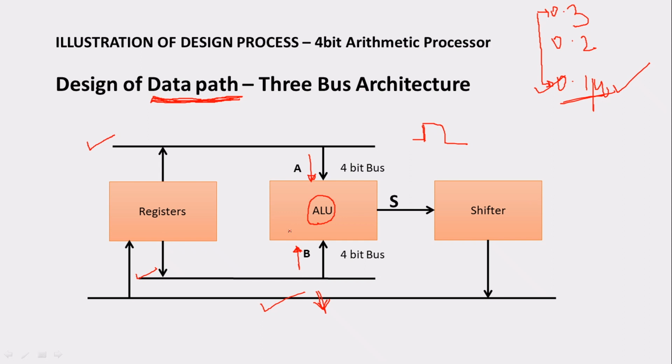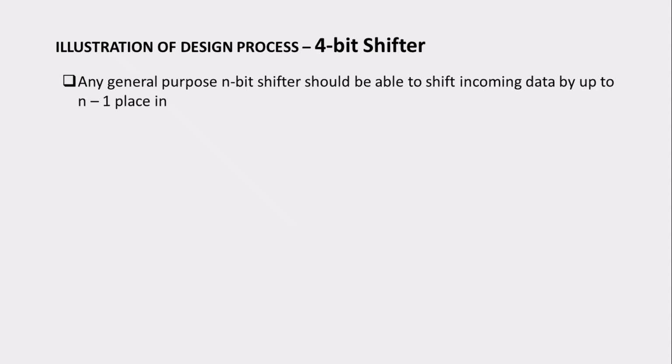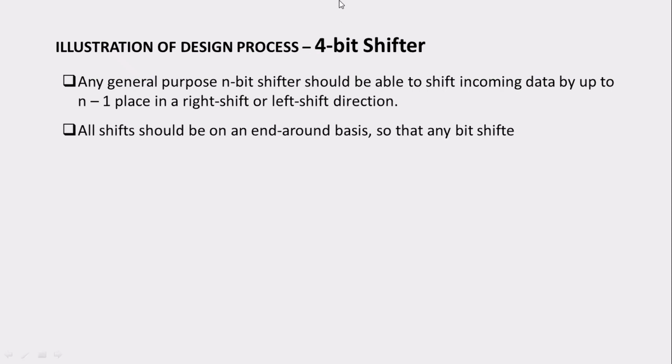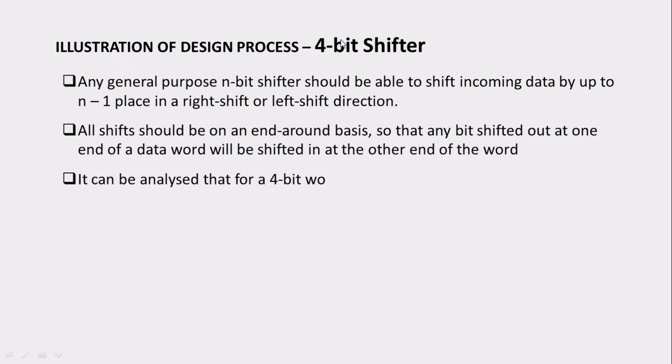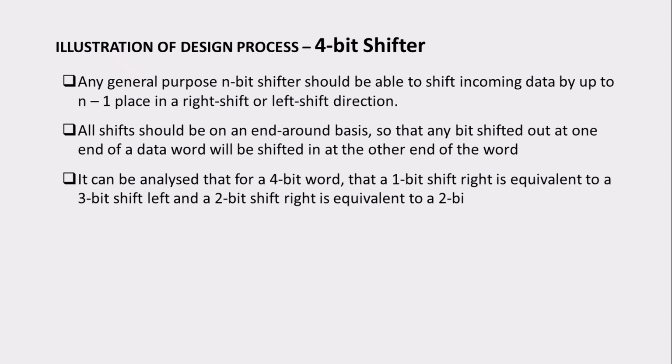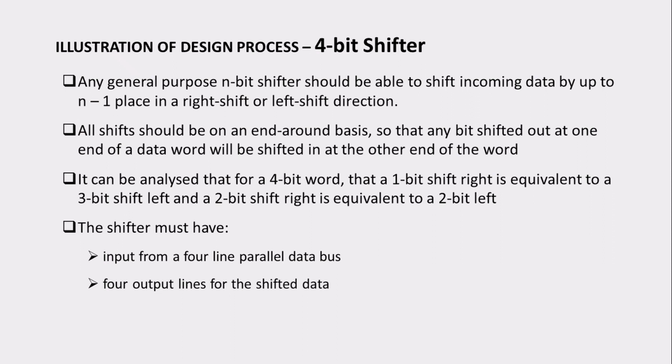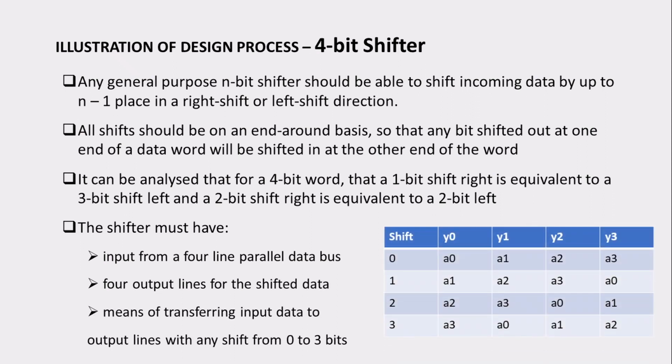Okay, so let us look into one more example, that is a 4-bit shifter. There we had discussed only the data path. Here we will be concentrating only on the shifter. Any general purpose n bit shifter should do what type of operation? It should shift the number of places, n minus 1 places, right shift or left shift.